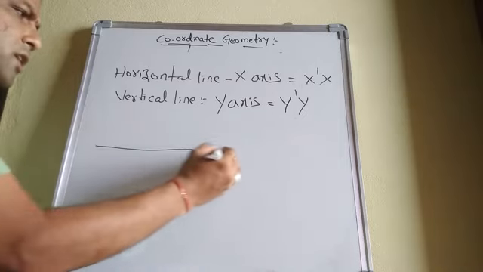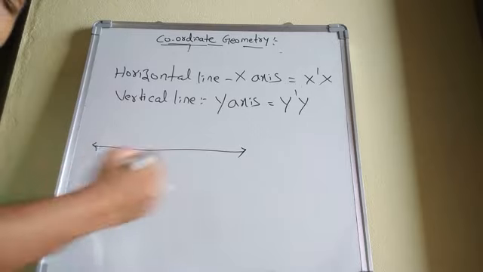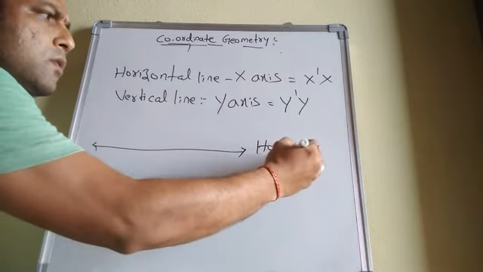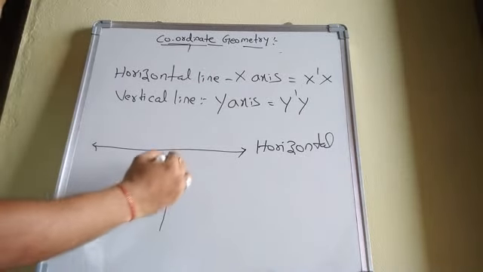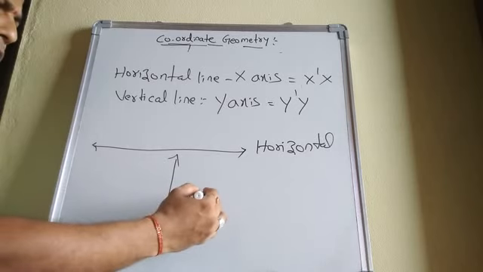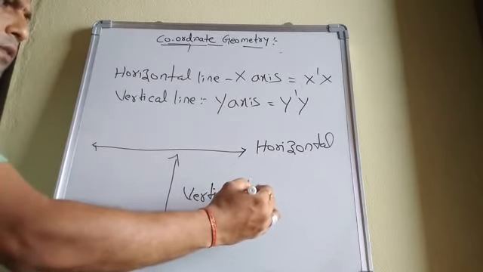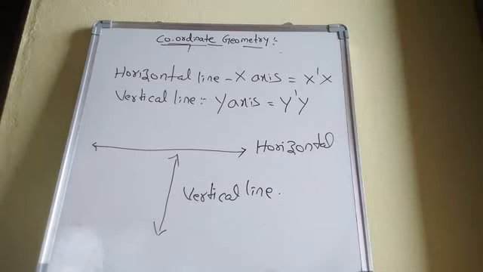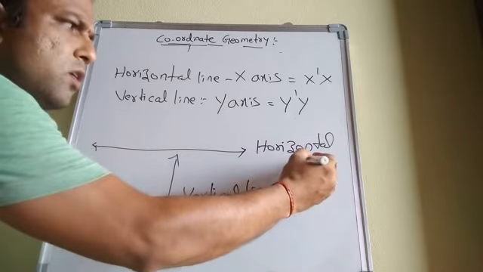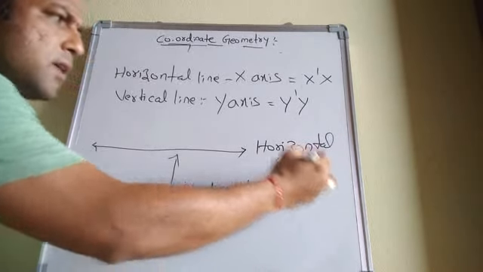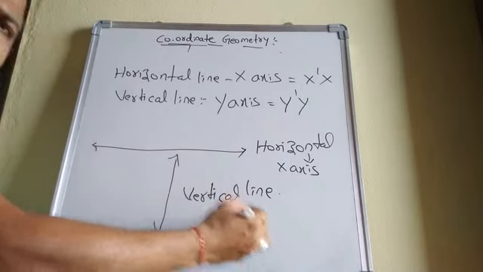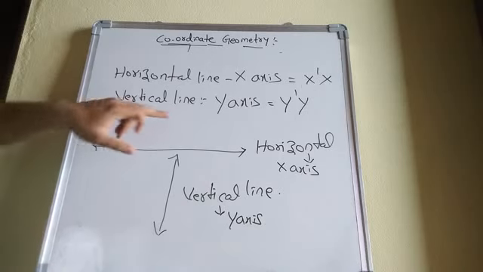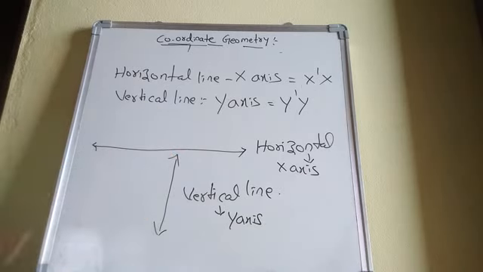See, this straight line we will be calling a horizontal line, and this line we will be calling a vertical line. Okay students, now you have understood what is meant by horizontal line and vertical line. And this horizontal line we call the X axis, and this vertical line we call the Y axis.